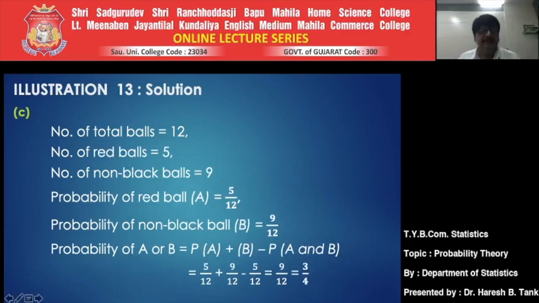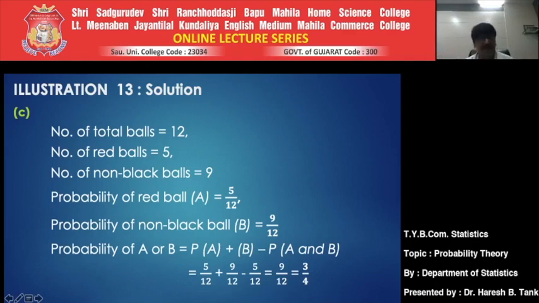Now the third case. Number of total balls is 12. Number of red balls among it is 5. Number of non-black balls is 9. Probability of red ball, which is number of favorable cases divided by exhaustive cases. How many red balls are there? There are 5. 5 upon 12. Okay. Probability of non-black ball. Non-black balls are 9. So probability becomes 9 upon 12.